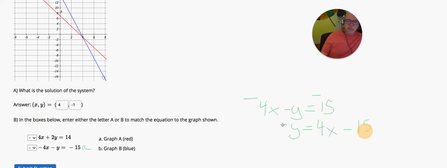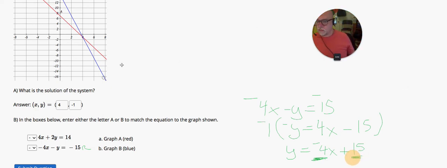But you still have to deal with that negative sign. So I'm going to multiply the entire thing, or divide the entire thing by -1. Another way to think of it is just simply reverse everything in sign. You would end up with a positive y, a -4x, and a positive 15. Okay, a couple of clues from this. This has got a negative slope. Well, they both have negative slopes, but this one has a y-intercept of 15, and that would appear to be the blue one. Okay, so it looks like this one is the blue graph.